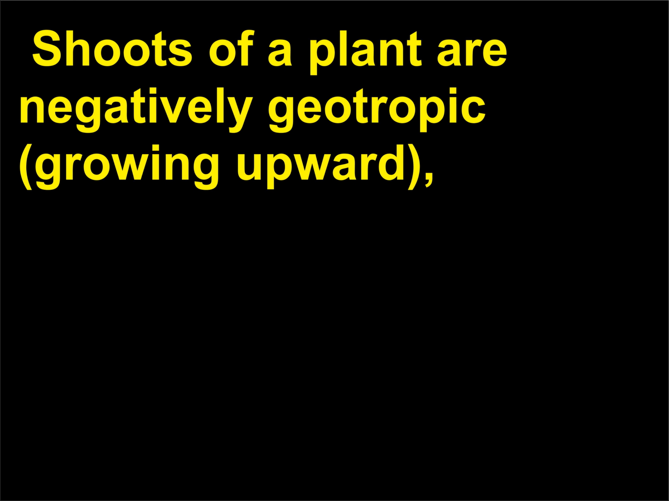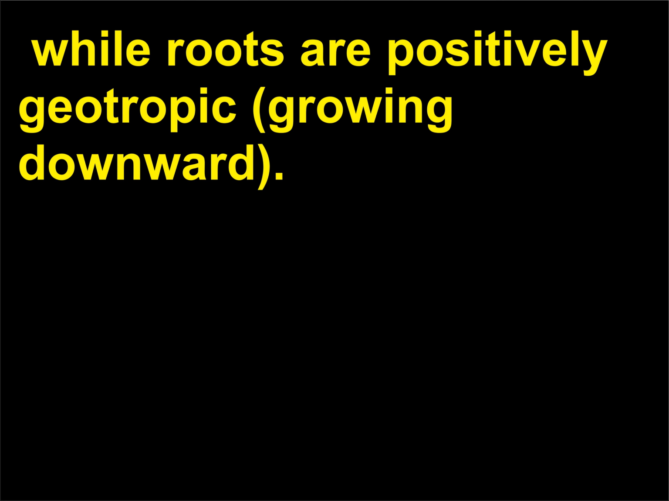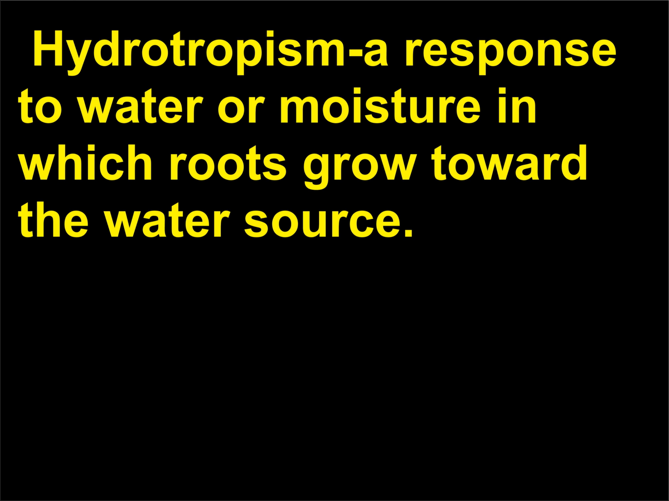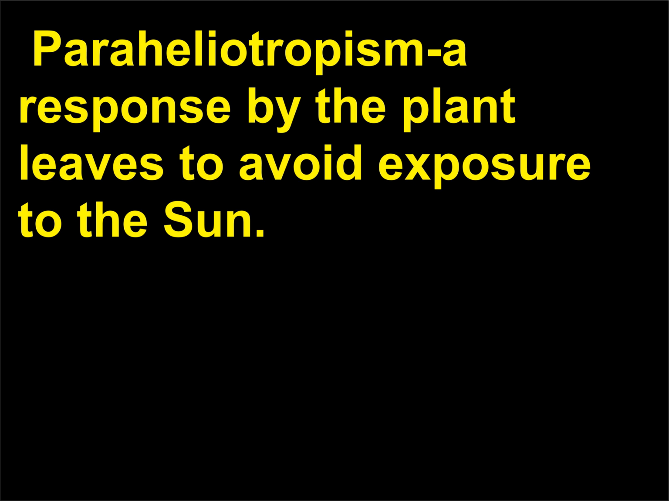Shoots of a plant are negatively geotropic, growing upward, while roots are positively geotropic, growing downward. Hydrotropism, a response to water or moisture in which roots grow toward the water source. Paraheliotropism, a response by the plant leaves to avoid exposure to the sun.